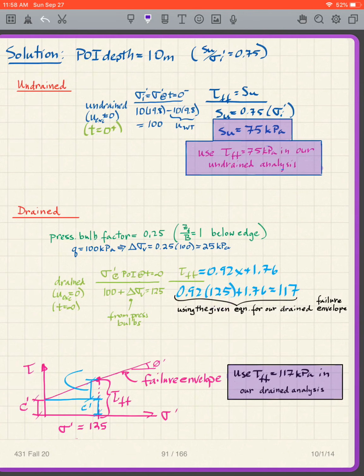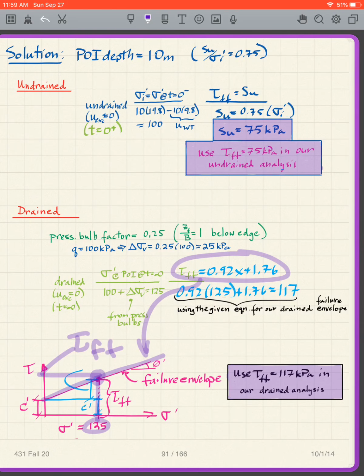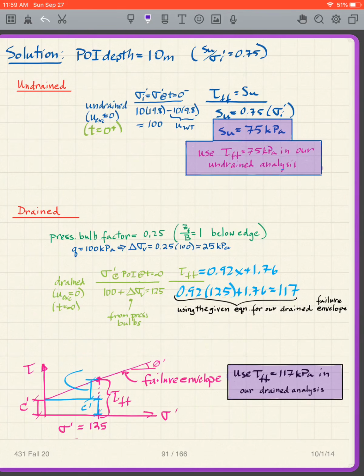What is that? Graphically, what are we doing? Here's our failure envelope, and we are at 125, and I just want to know what is that value of tau here. There's my tau ff. And of course, this equation is for that line. So by just plugging into that expression, I've been able to get my tau ff. So I get 117.